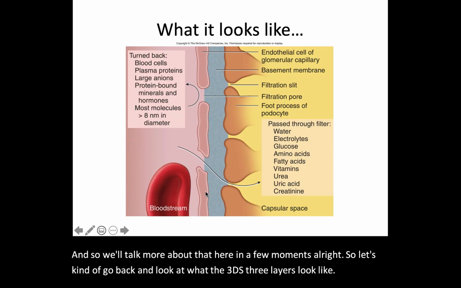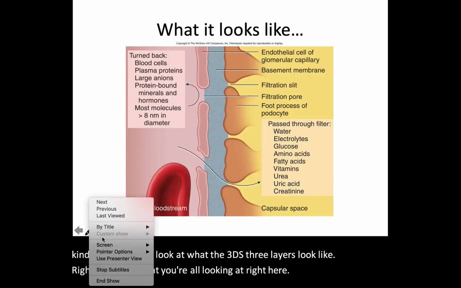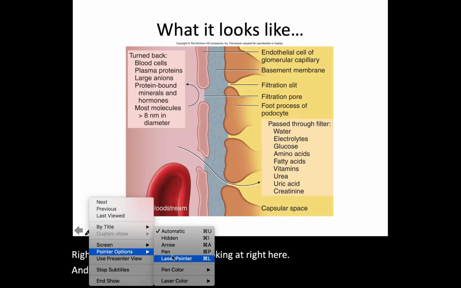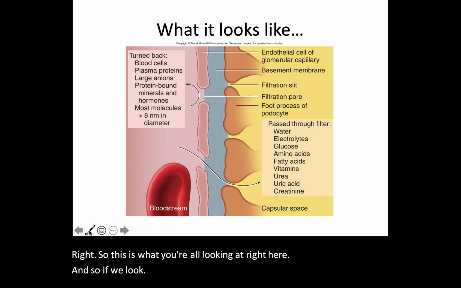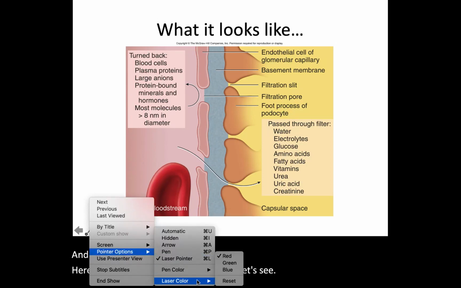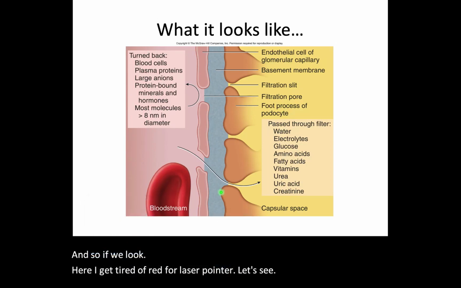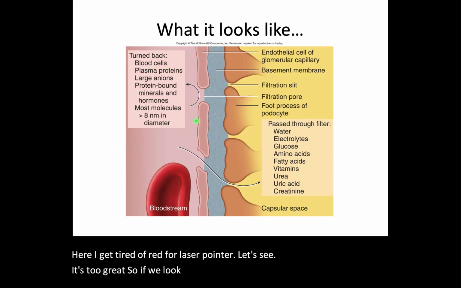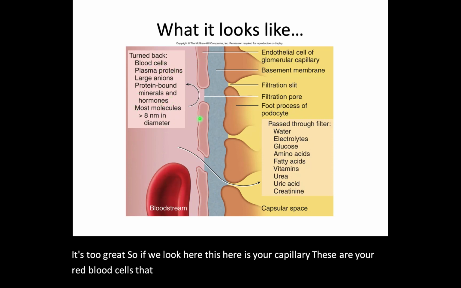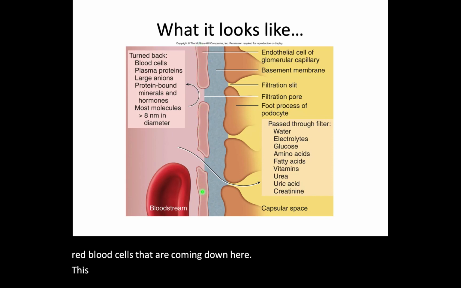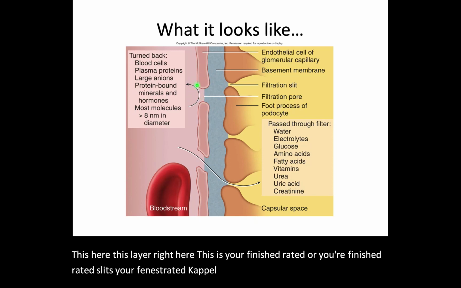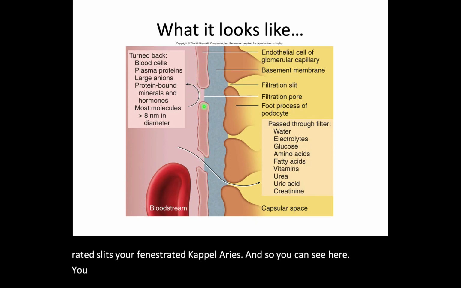All right, so let's go back and look at what these three layers look like. So this is what you're all looking at right here. Let's do green. So if we look here, this here is your capillary. These are your red blood cells that are coming down here. This layer right here, this is your fenestrated capillaries. And so you can see here you've got openings within the membrane of the capillaries that are going to allow almost everything to go through.